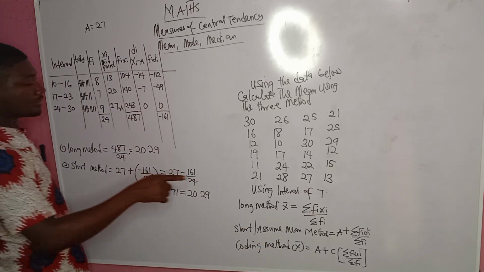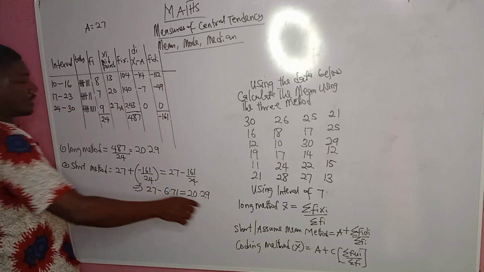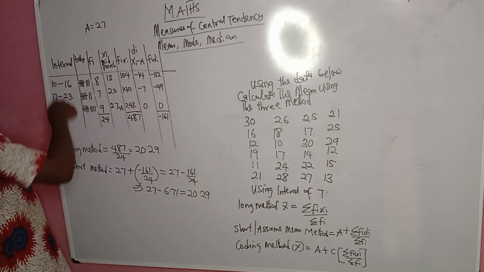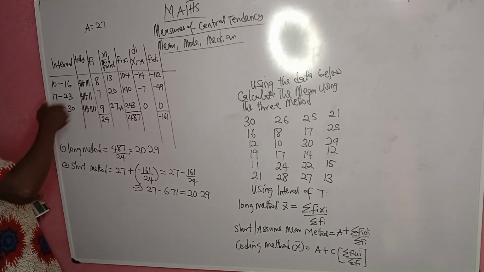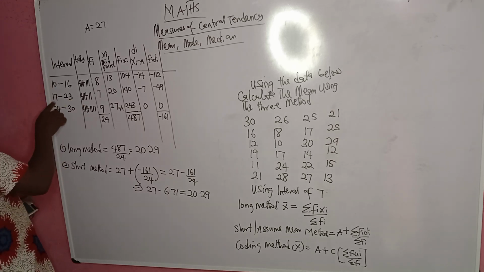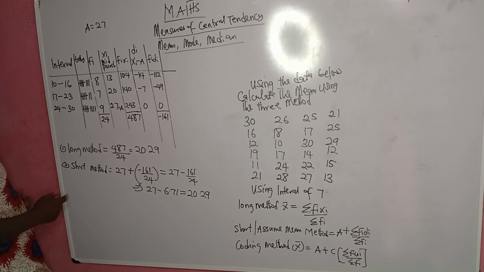Or another way to get it, if you don't want to pick the 7 that is here, come to your interval and subtract vertically. Don't subtract horizontally, subtract vertically. You can say 17 minus 10, that is 7.